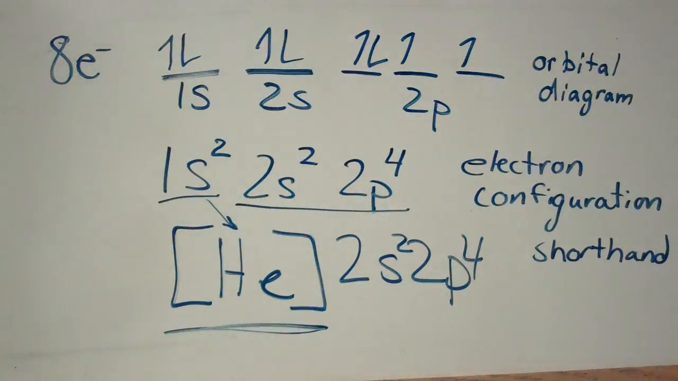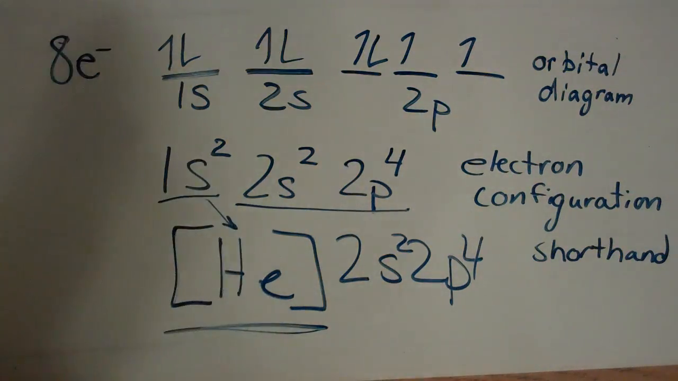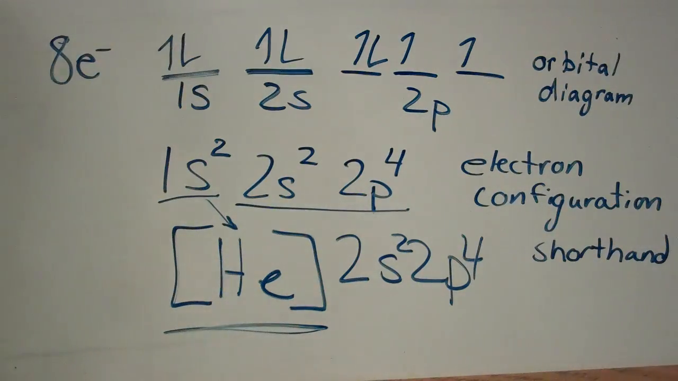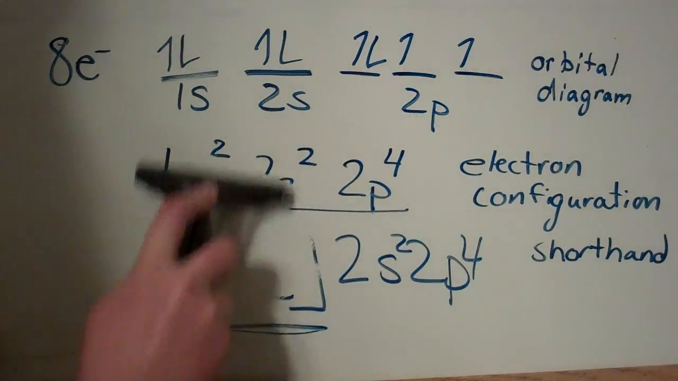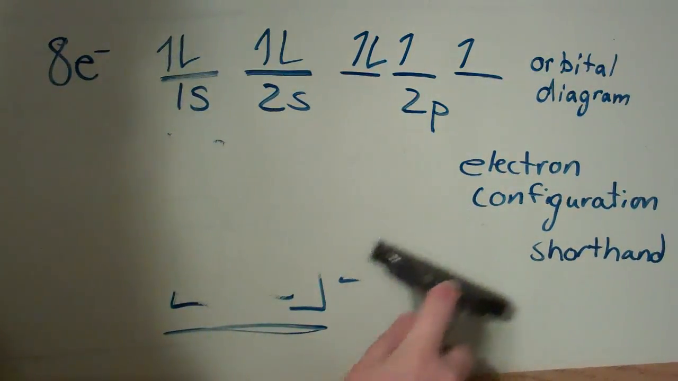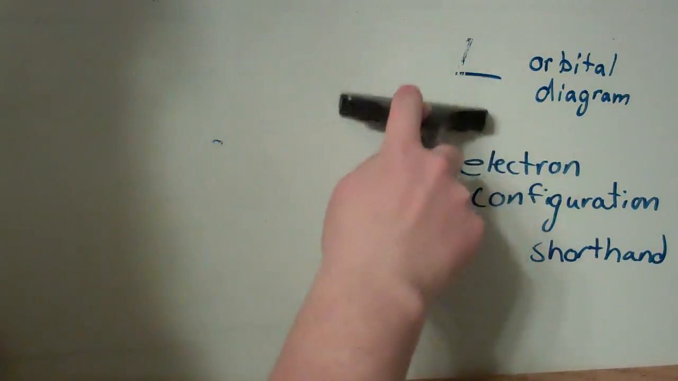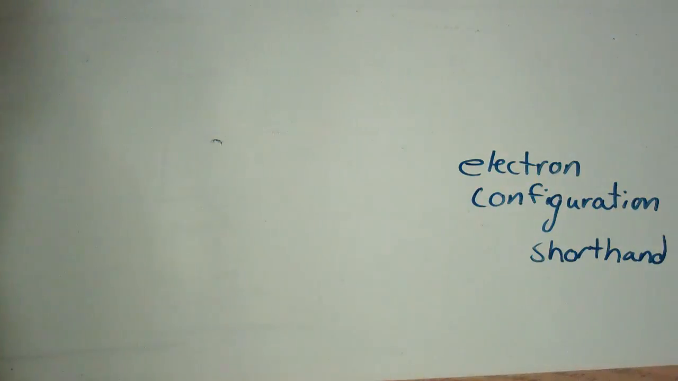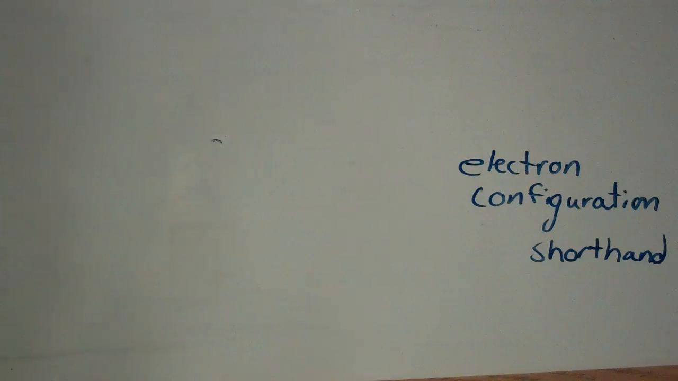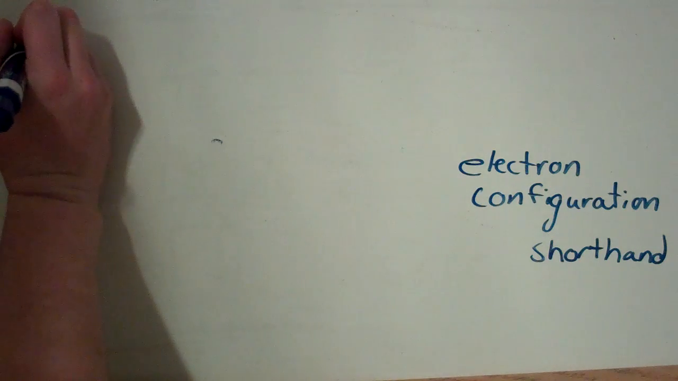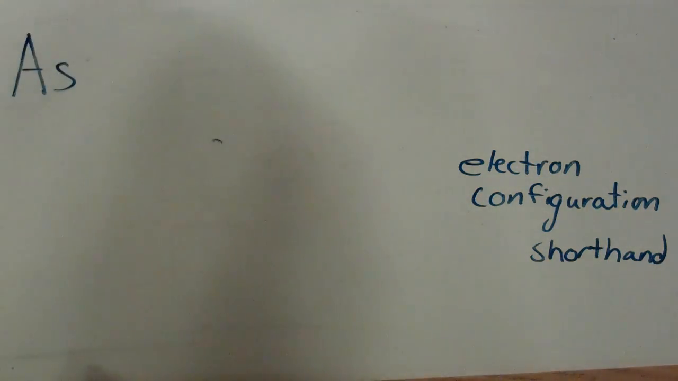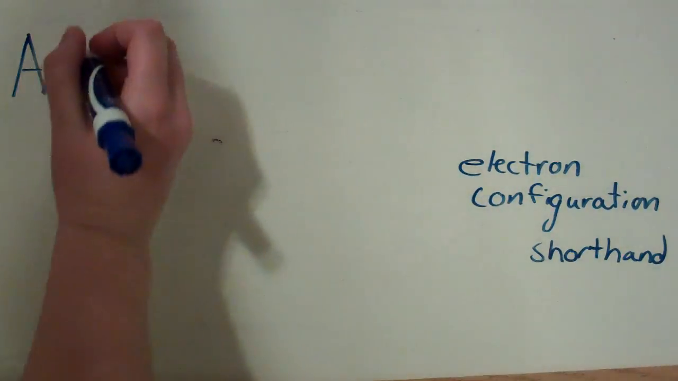Let's do one more example that isn't on your worksheet. Let's say we have something a little bit more complicated. I'm going to assume you guys can all do the orbital diagram, so I'm just going to look at the electron configuration part. So let's do arsenic, As. It has a total of 33 electrons.